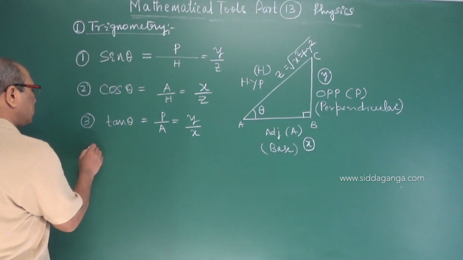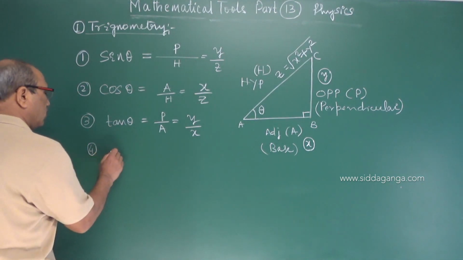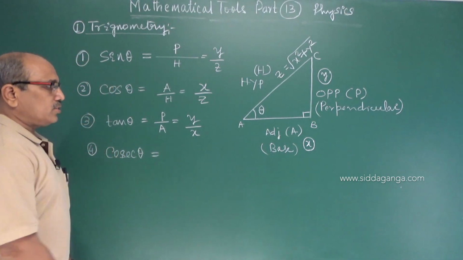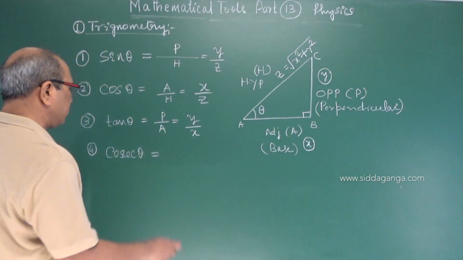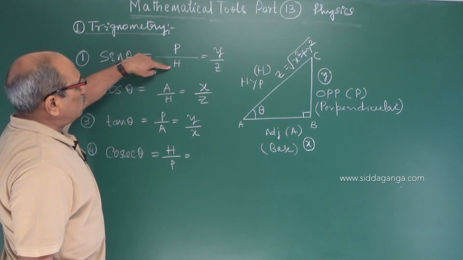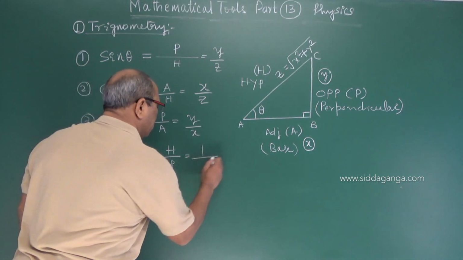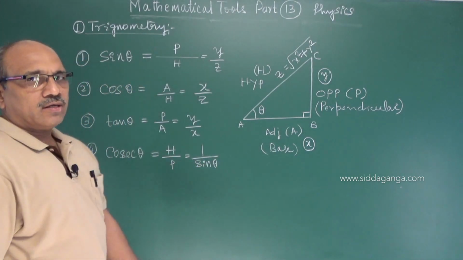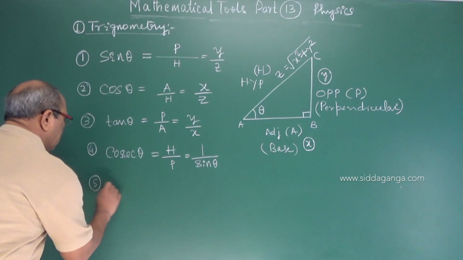But we can derive from these the other three ratios. The first one we call cosecant theta. Cosecant theta is nothing but hypotenuse by opposite side. You know, opposite side by hypotenuse gives sine theta. Therefore, I can write it as 1 by sine theta. 1 by sine theta becomes the cosecant theta. Similarly, secant theta.